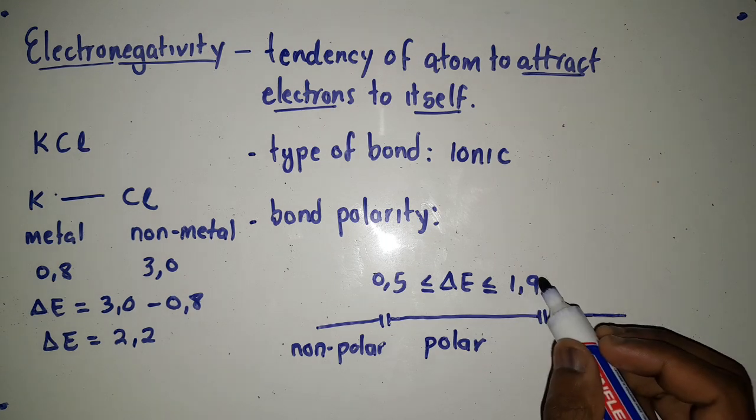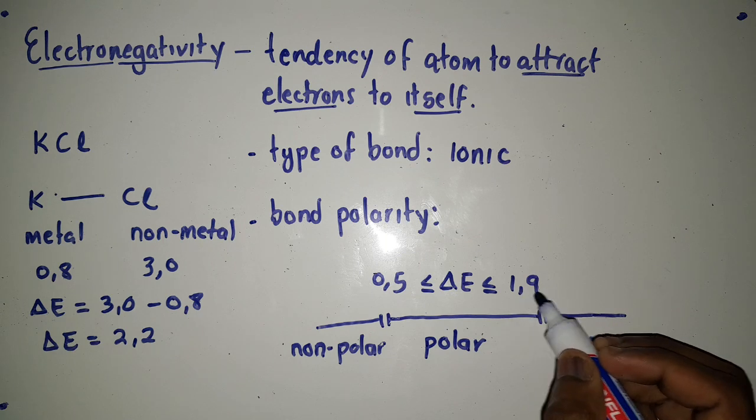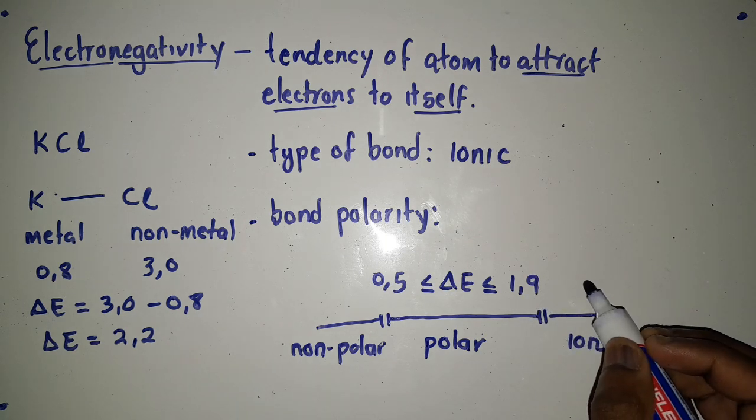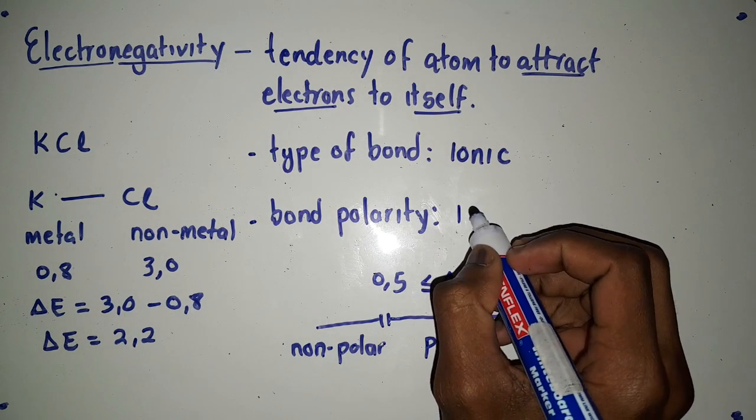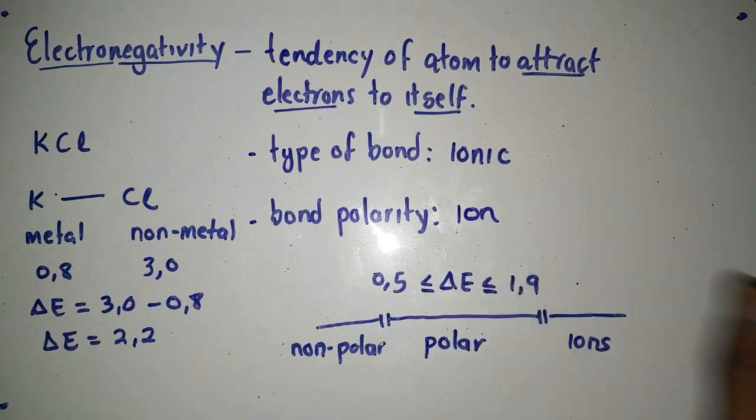This value is above 1.9. Clearly it is going to be ionic. The bond polarity for this one is going to be ionic. You see? Then now let me give you another example.